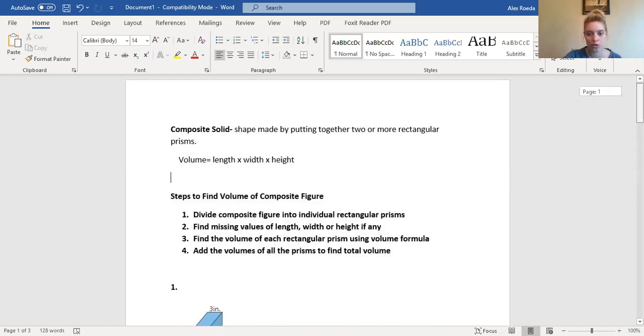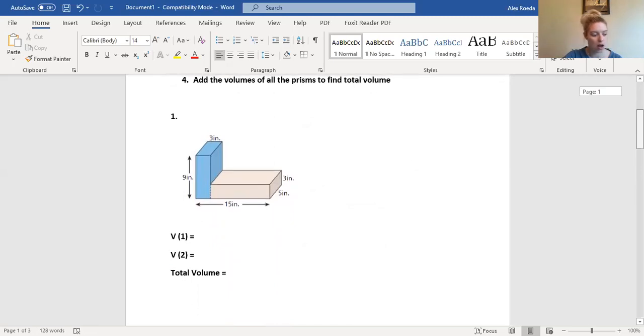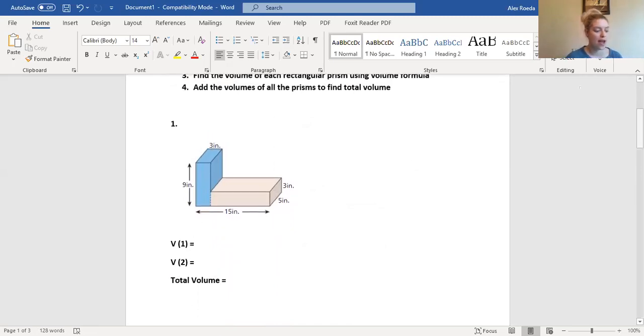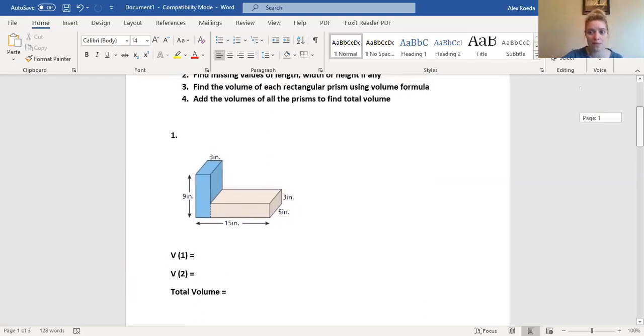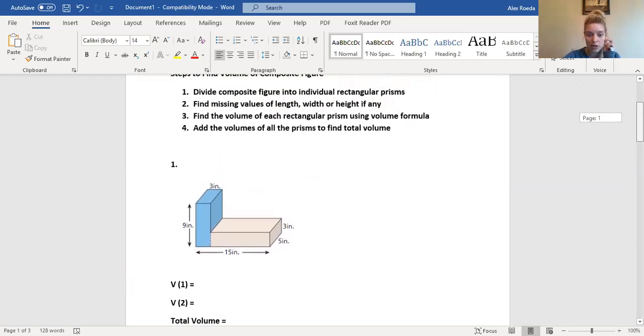So before we go to number 1, you guys can see on that workbook page that they gave you a composite figure, okay? They gave you that figure at the top that you can see, and we can see that that's clearly made up of two different rectangular prisms. So the first step that we need to do is to split that rectangular prism to make it into the different rectangular prisms. We need to make them rectangular prisms.